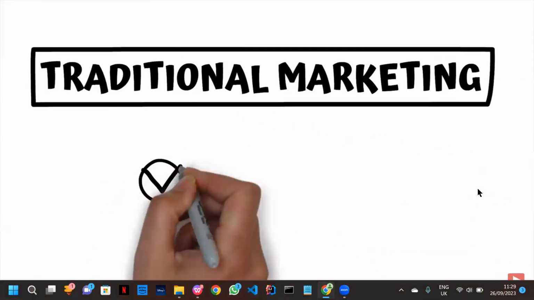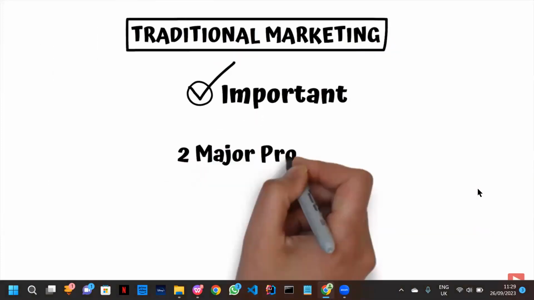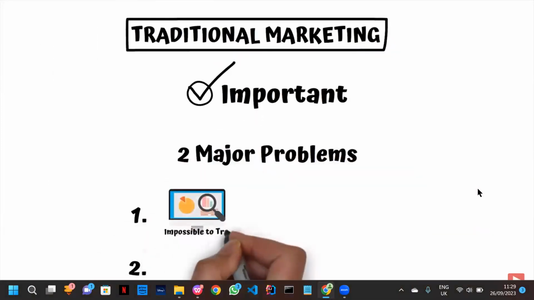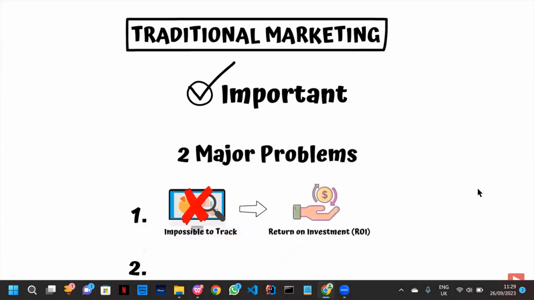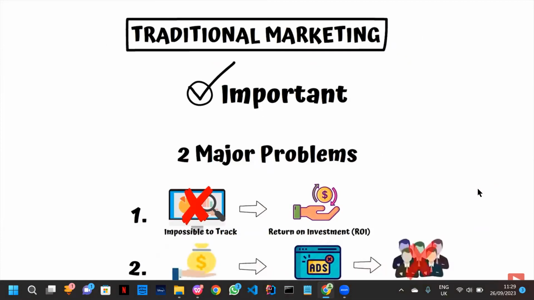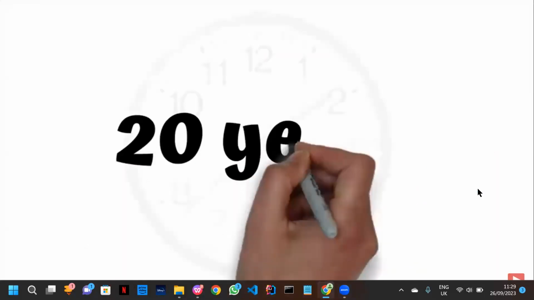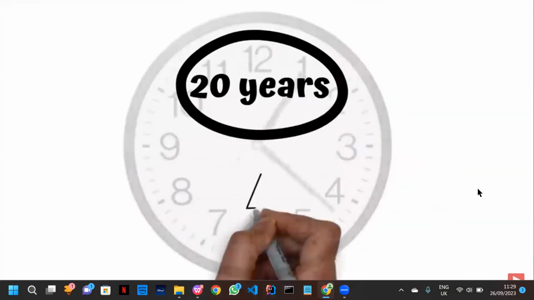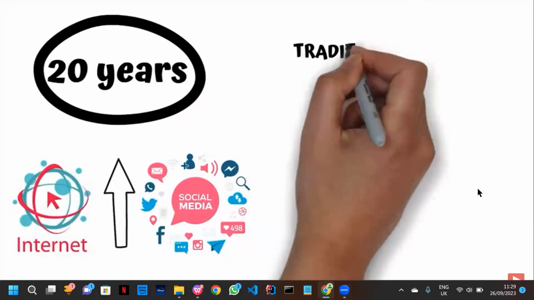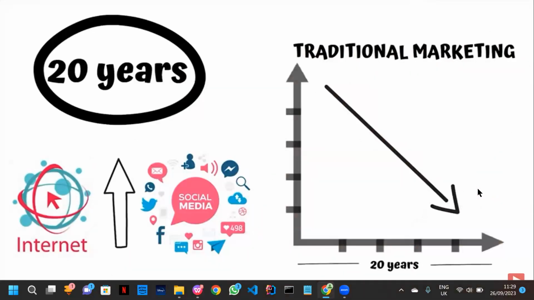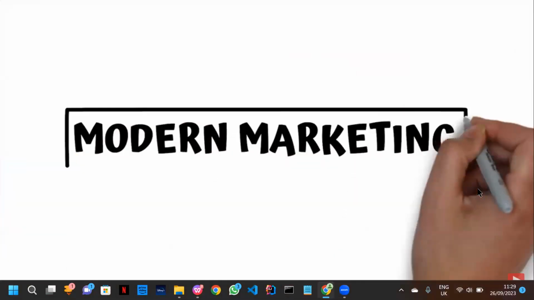Now, traditional marketing is still incredibly important, but there's two major problems with it. One, it's almost impossible for you to track your ROI or return on investment. And two, you're typically paying to show your marketing to a bunch of people who absolutely don't need to see it at all. And this is why over the last 20 years, with the rise of the internet and social media, you've seen a steady decline in traditional marketing and the rise of the second one we're going to talk about, which is modern marketing.